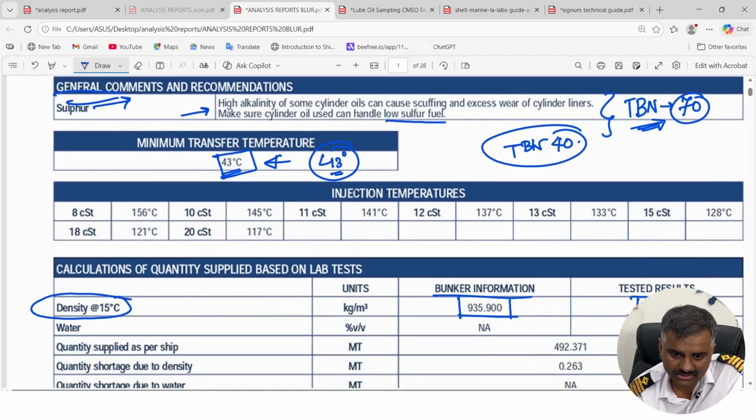Okay, now this one is important. This is the injection temperature. Injection temperature means the temperature at your main engine inlet.